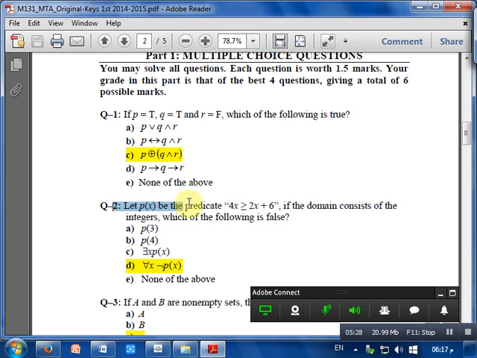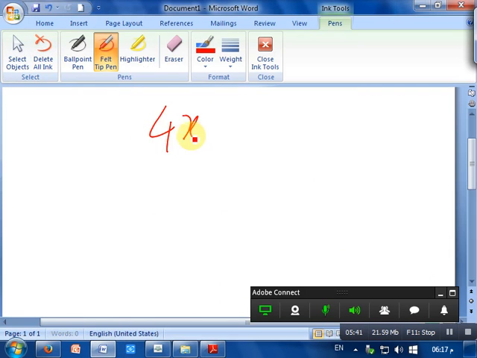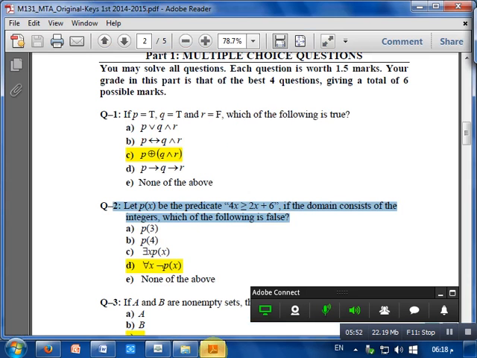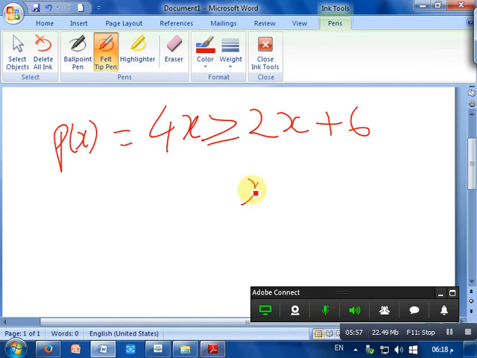This is the first. Number 2: let P of x be the predicate for x greater than or equal to 2x plus 6. So it is telling for x greater than or equal to 2x plus 6. This is a predicate called P of x, where the domain consists of integers. It means x will take integers, any integer from 0, 1, 2, 3, 4 or -1, -2, any integer.